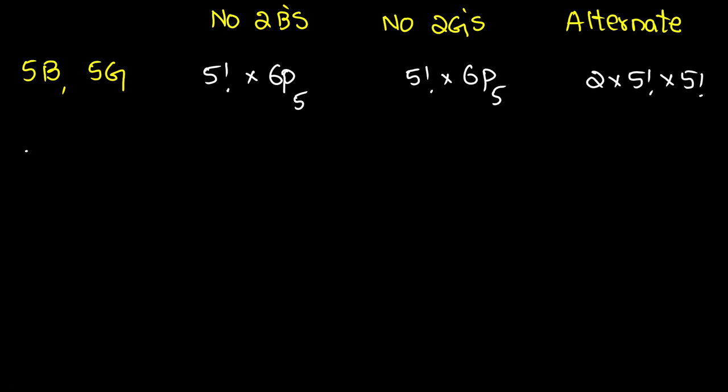Next one, 7 boys and 6 girls. Now no two boys together. No two boys together means whom to arrange first? Girls. How many girls? 6 girls can be arranged in 6 factorial. 7 slots will be there. 7 boys possible, 7P7, 7 factorial.